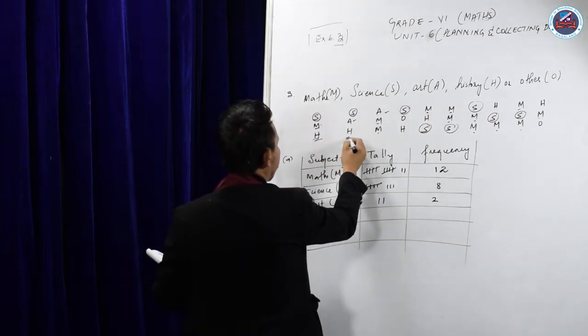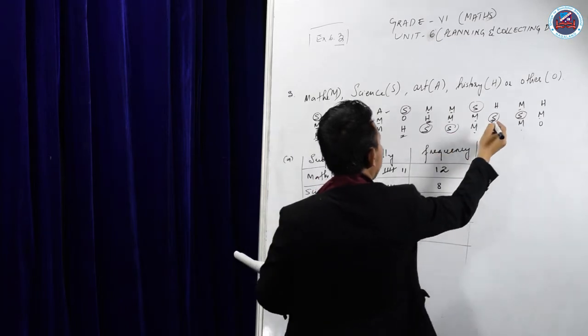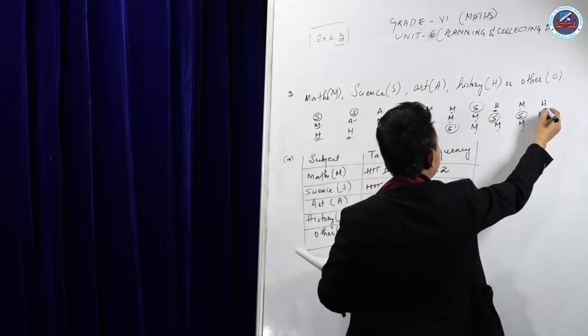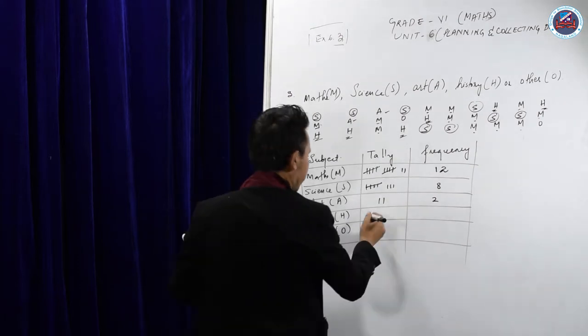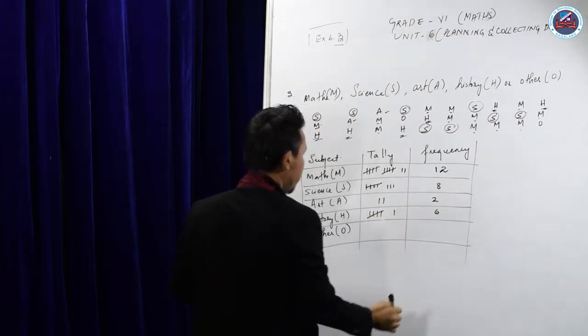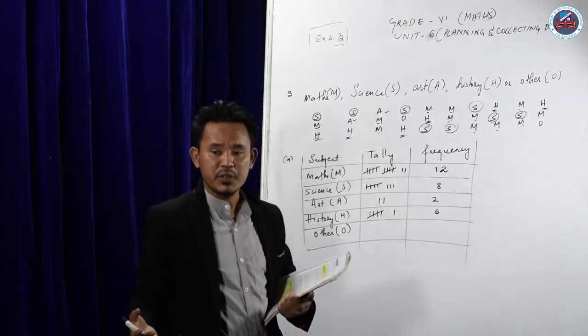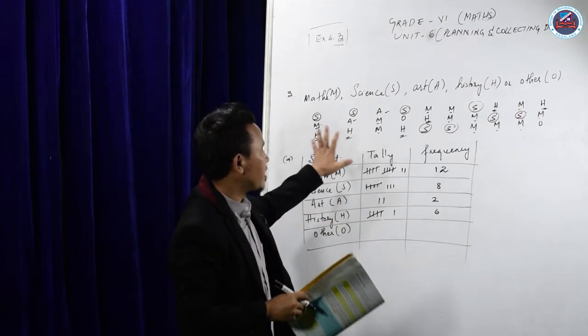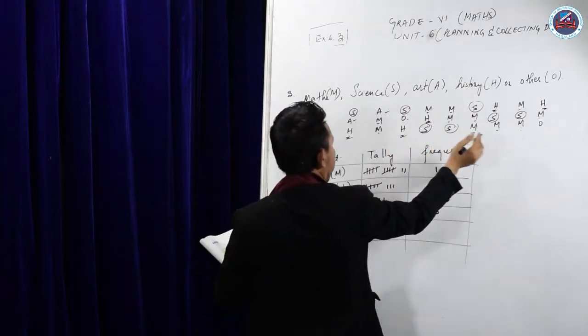And next we have history. 1, 2, 3, 4, 5 and 6. We have 6 students who have selected history. 1, 2, 3, 4, 5 and 6. That is 6. And then the number of students who selected other subjects rather than the specified subjects given here, we have here 1 and 2. We have 2.